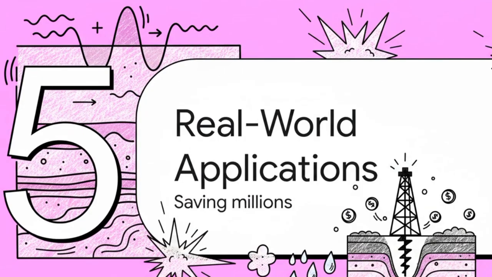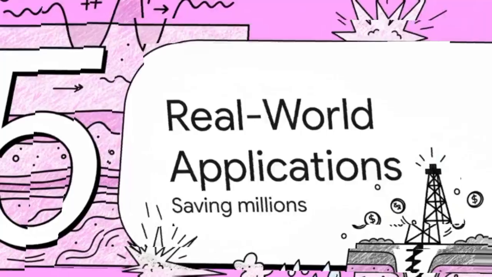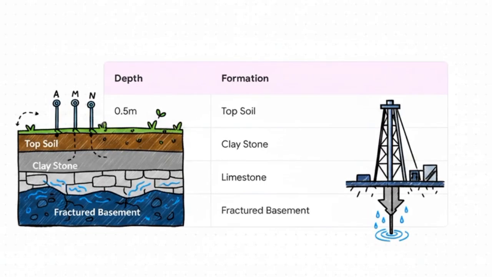Section 5. Real-world ERS applications, saving millions in the field. So, we've mastered the basics and we know how to read the curves. Let's look at how this complex data actually dictates real-world high-stakes drilling decisions. Our first case study takes us over to a survey conducted in Birnin Kebbi, Nigeria. By running the Schlumberger array, the researcher successfully mapped out 5 distinct subsurface layers.